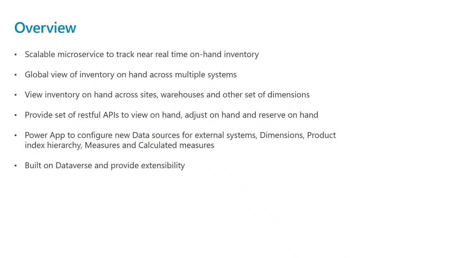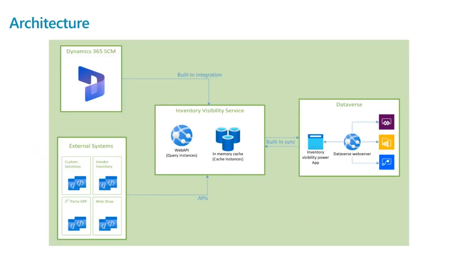Now let's look at the architecture, how it's been designed. So as you can see in the diagram, in the middle part, we have the inventory visibility service itself. It consists of 2 components, the query instance as well as the cache instance. The cache instance is the one which holds all of the inventory data.